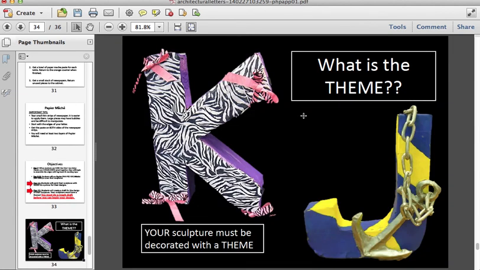You want to think of a theme for your letter. So in the case of the K, it has a zebra pattern on it with ribbons. In the case of this J, it has kind of a nautical theme. It looks like a boater. You can tell because it's got a chain and an anchor, as well as the painting as though it was part of a flag for a yacht.